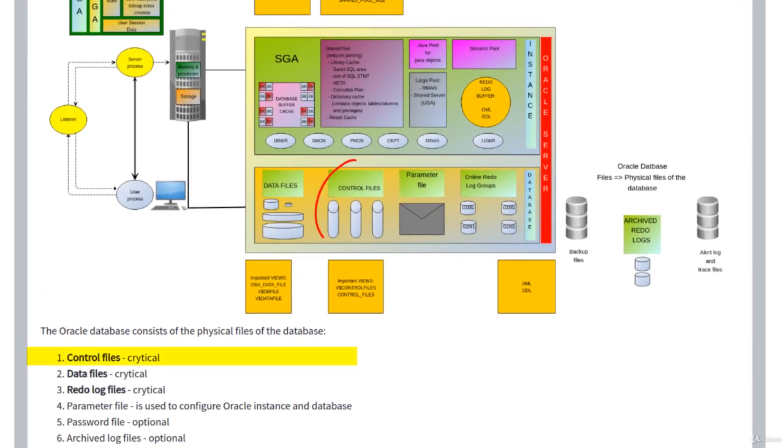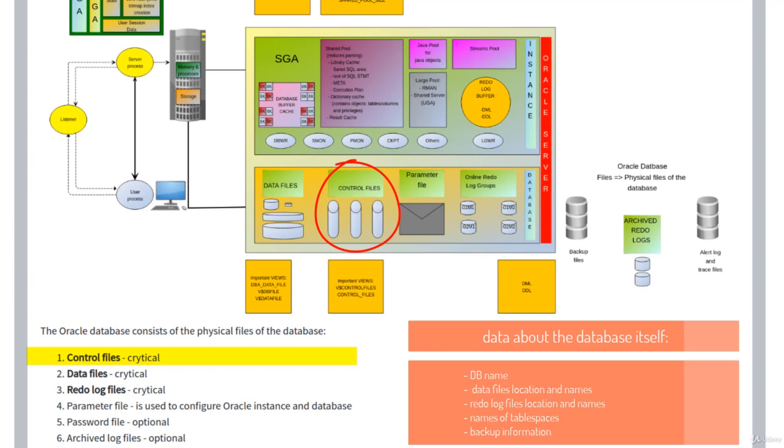Control files. Each database has one unique control file that contains data about the database itself. Multiple copies may be maintained to protect against total loss. It can also contain metadata related to backups. The control file is critical to the database. Without the control file, the database cannot be opened.